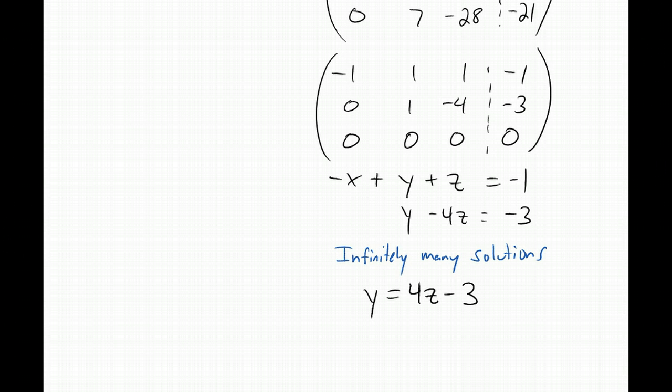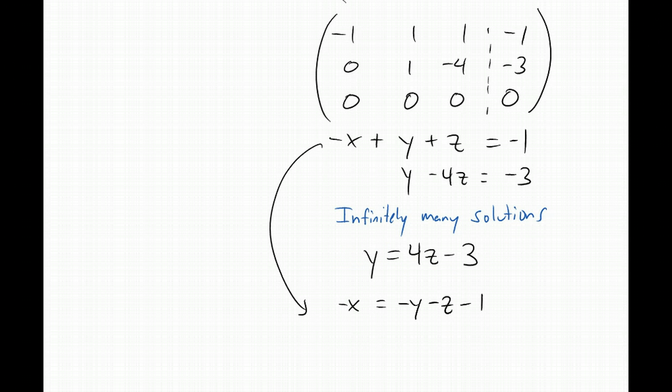Then what we can do is we can take this first equation and solve it for x. I'll do it in 2 steps. -x equals -y minus z minus 1. And if you want to get x by itself, you divide through by a -1, and all of those negatives go away. You get y plus z plus 1.